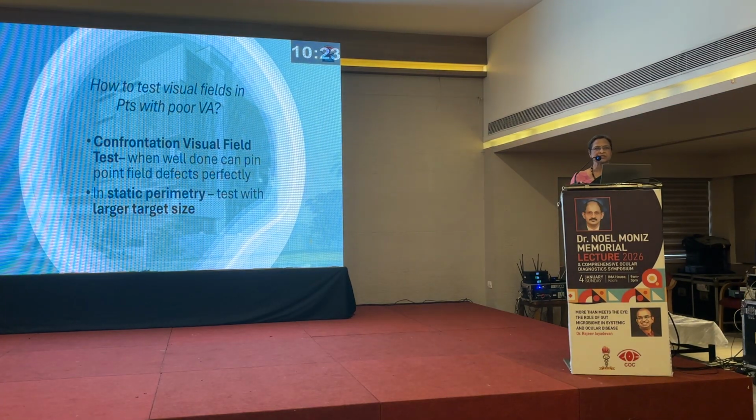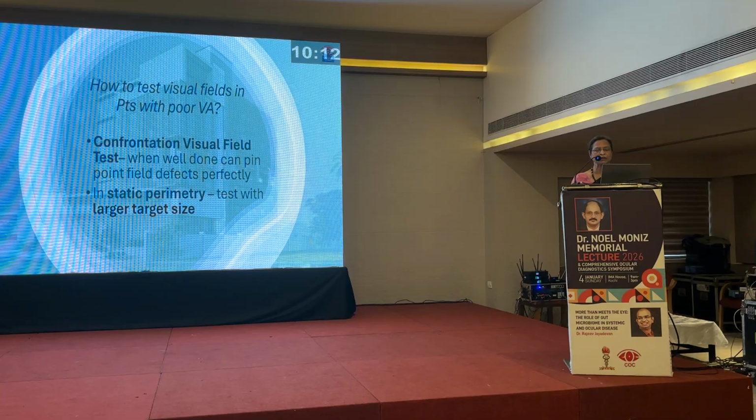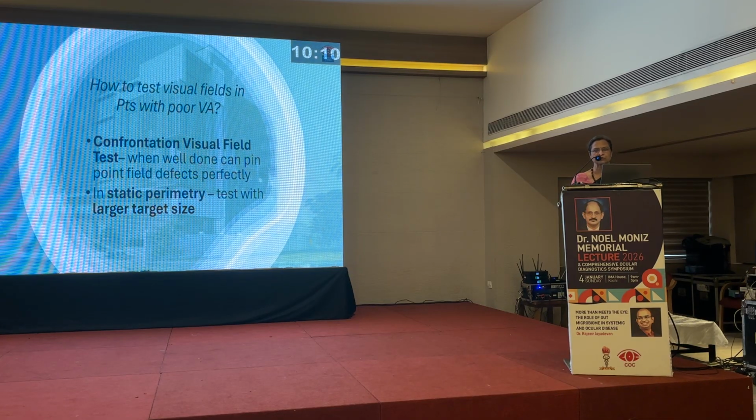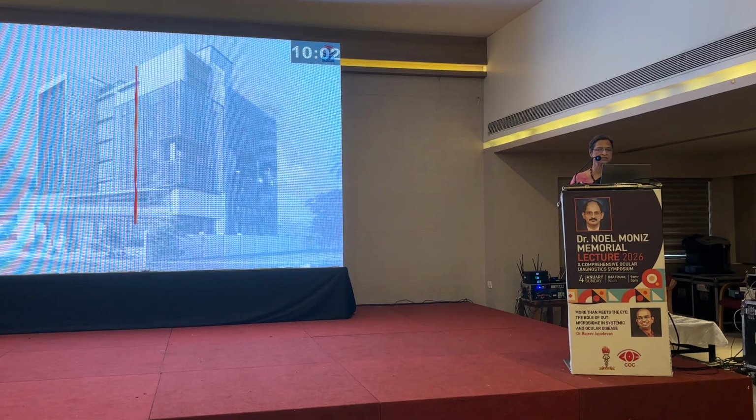In many of these patients, visual acuity is quite poor, and in these patients, we may sometimes have to rely upon some confrontation visual field test, which, when well done, can give us a very good clue to underlying neuro-ophthalmic disorders. In static perimetry, sometimes we need to use larger target size in these patients.